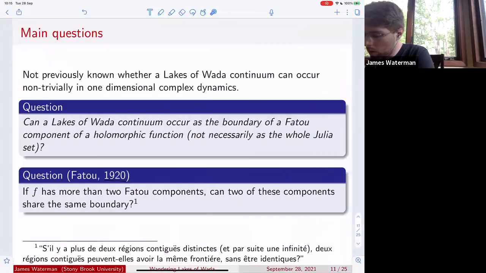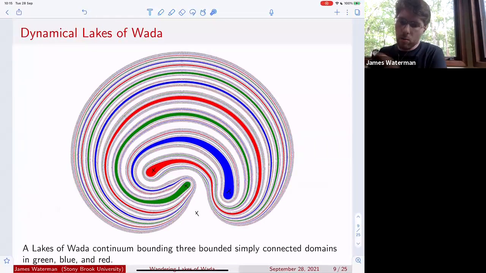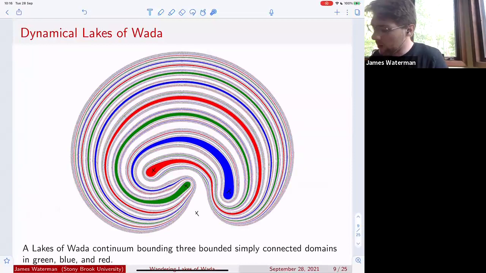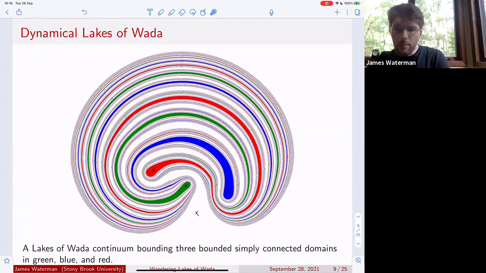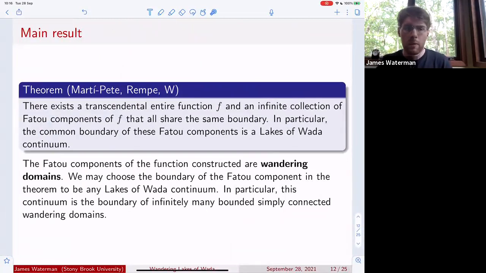So what one can think of is perhaps like this picture. We have some Lakes of Wada continuum that here bounds, I guess, three unbounded, simply connected domains. You can think that this Lakes of Wada continuum is occurring, and each of these domains in blue, red, and green are going to be these bounded, simply connected wandering domains.